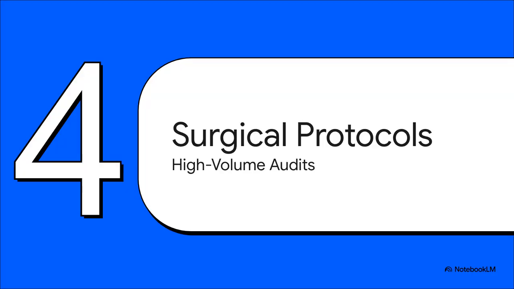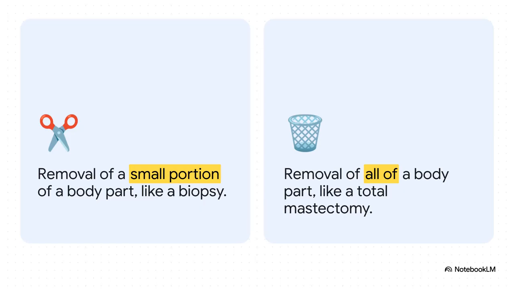Let's pivot to Section 4, high-volume surgical audit protocols. When we're dealing with high-dollar surgical variances, things like major joint replacements, spinal fusions, or exploratory laparotomies, passing the 2-midnight rule for inpatient medical necessity is really just step 1. Step 2 is mastering your PCS definitions. Coders frequently trigger audits by confusing these two foundational terms.